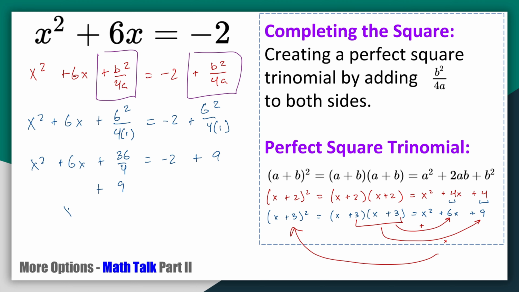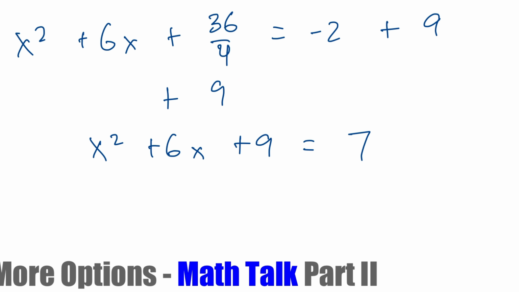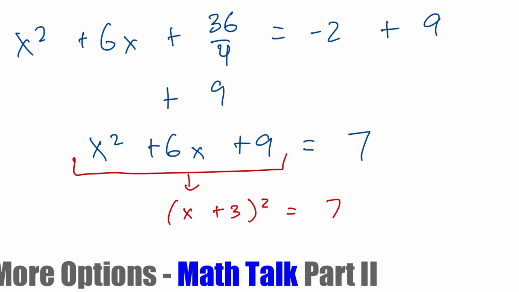So now we have x squared plus 6x plus 9 is equal to positive 7, because -2 plus 9 is 7. Now let's look at this. We have a perfect square trinomial here. 3 plus 3 is 6, 3 times 3 is 9. Awesome. And it's equal to 7. Now normally we're like, oh, it's equal to 7, let's get that set equal to 0. But because we completed the square, we can rewrite this as x plus 3 squared is equal to 7.